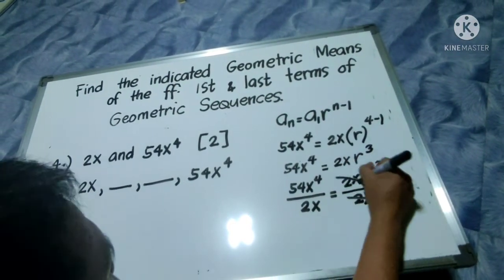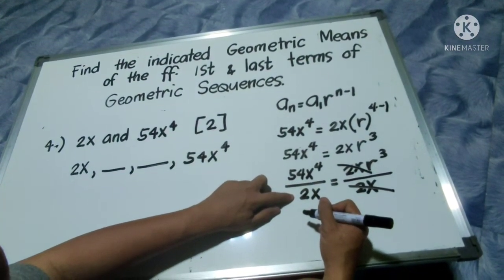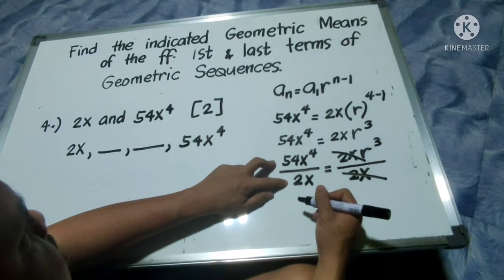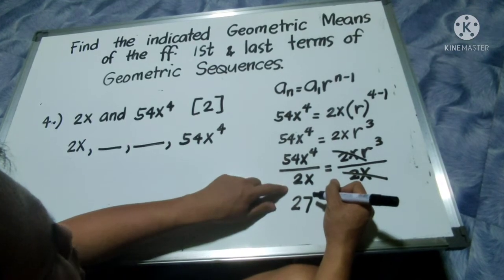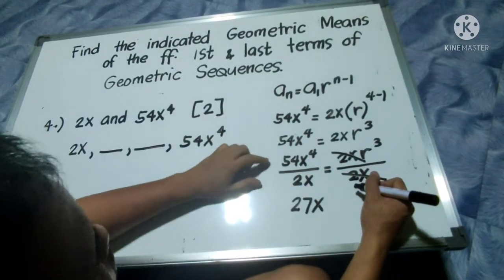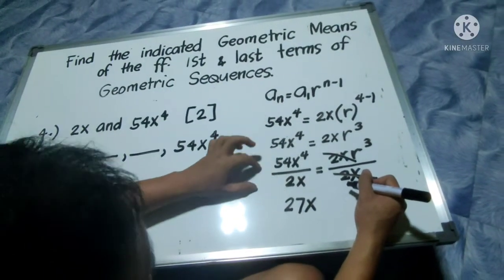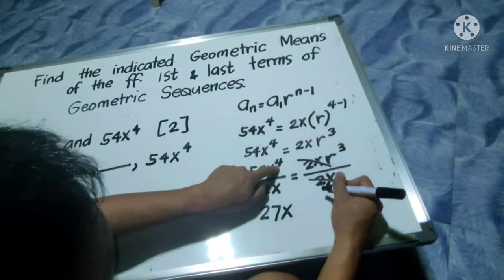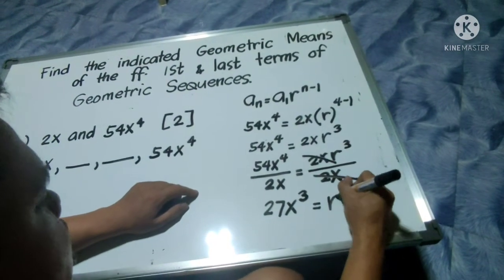Cancel. You can cancel that. Cancel that. On the other side, you will have 54 divided by 2. 54 divided by 2 is how much? 27. So 54 divided by 2 is 27. Then x to the exponent of 4 minus 1. In the law of exponent, so I don't need to review this since you're already grade 10. So in the law of exponent, you need to subtract the exponents of the variables. 4, this is understood to have 1. 4 minus 1 is 3. Is equal to r cubed.